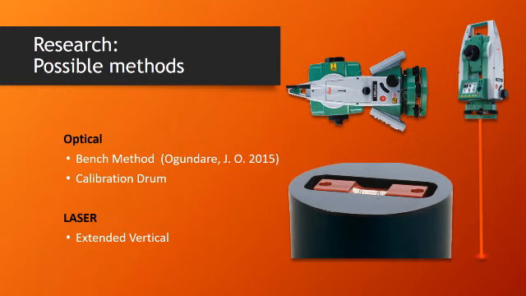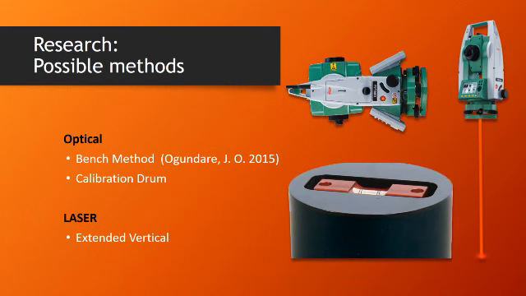Possible research methods: we found one method was to use the bench method, which is basically a total station laid on a bench and an optical Tribrach attached to the total station. There's also a calibration drum method, whereby a calibration drum is put on a Tribrach. And for the laser, we decided to place the laser some distance from the floor so that the errors would be exaggerated.